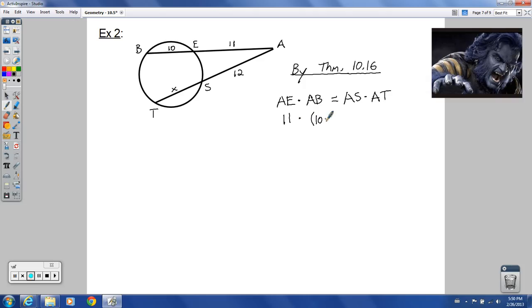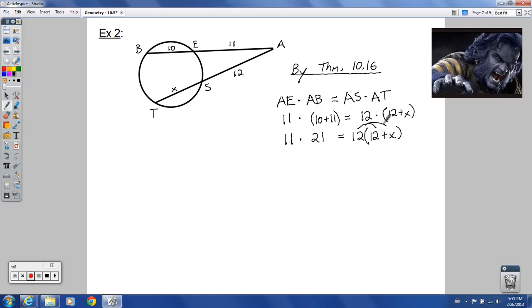Let's write it as 10 plus 11 or 11 plus 10 to start. We'll simplify that. A lot of you will be able to skip this step later on, I would assume. And then AS here would be 12 times AT. It's not x, it's the whole thing. It's 12 plus x. So we have 12 plus x is your AT. Let's simplify this. We have 11 times 21 equals 12 times the quantity 12 plus x.